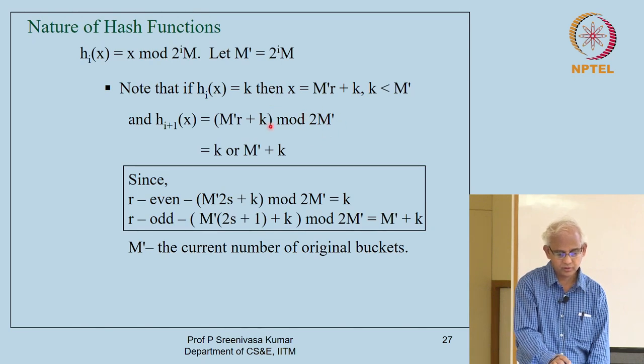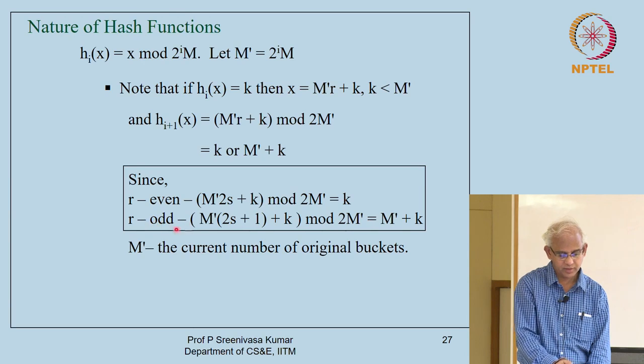Okay. So, now consider that that will actually be either k or m' plus k. How? You can show that here. If you focus on this r, there are two cases: r is even or r is odd. If r is even, then it will be m' 2s plus k mod 2m', in which case you can see that this is divisible by 2m', and so it will become k.